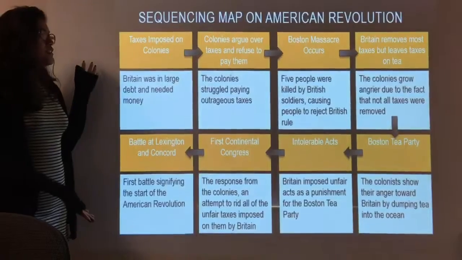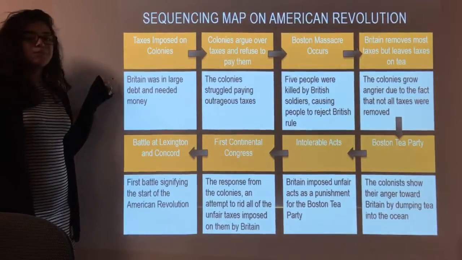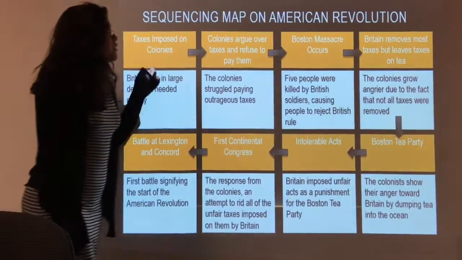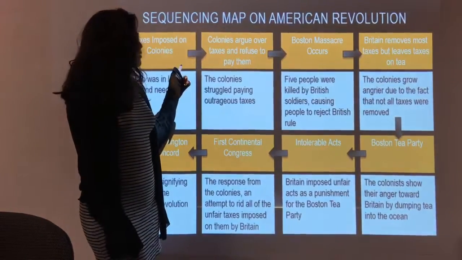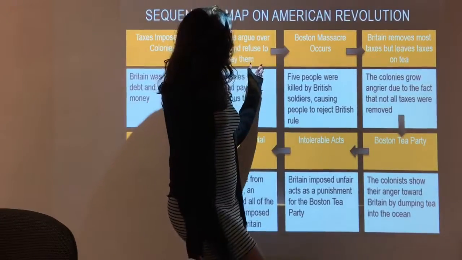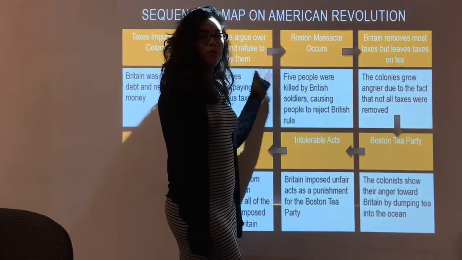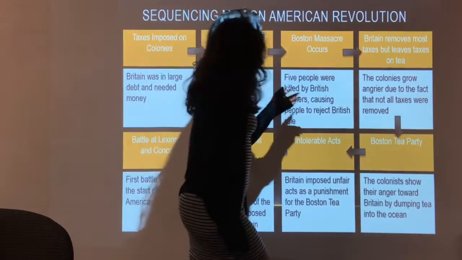This is an overall sequencing map of the American Revolution. First, taxes were imposed on the colonies, because Britain was in large debt and needed money. Then the colonies began to argue over the taxes and refused to pay them because they were outrageously high. Next, the Boston Massacre occurred, when 5 people were killed by British soldiers, causing the people to grow angrier and reject British rule.